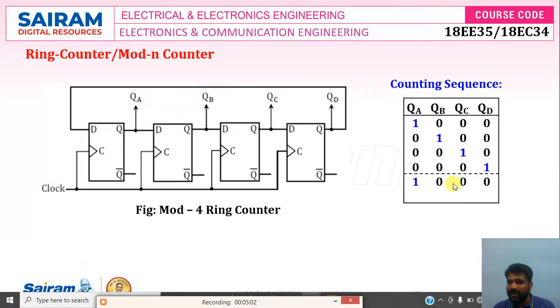That means it repeats. See, it is the same as the first state. Clear now? So as I said, the modulus or mod of a counter means the number of distinct states.